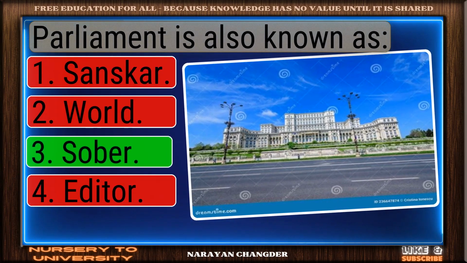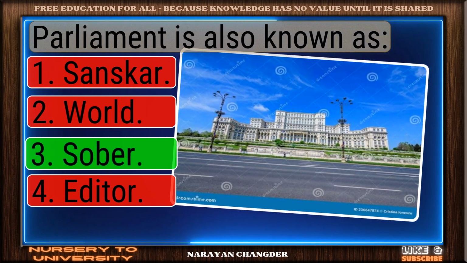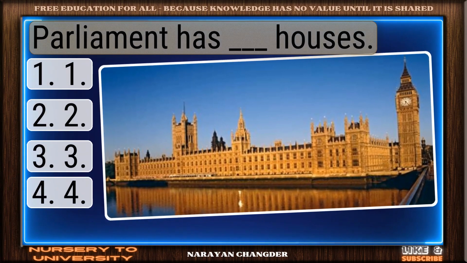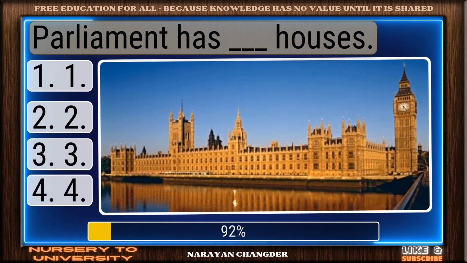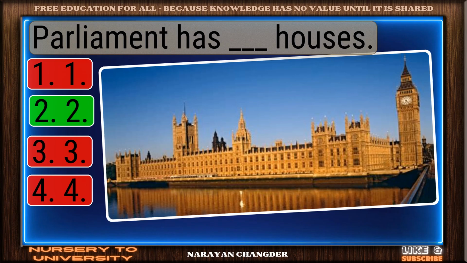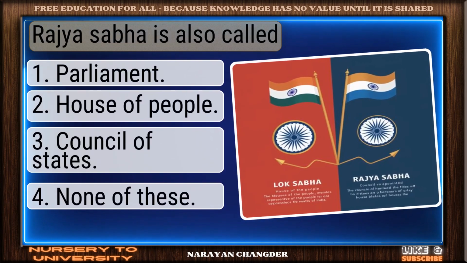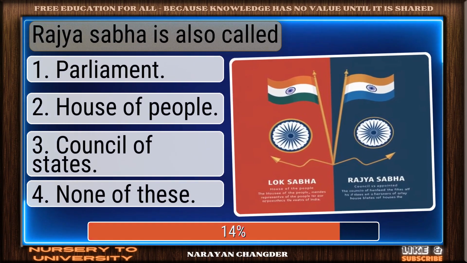Right again. Sansad is a valid answer. Question number 203. Parliament has dash houses. Bravo, 2 is the answer. Question number 204. Rajya Sabha is also called.